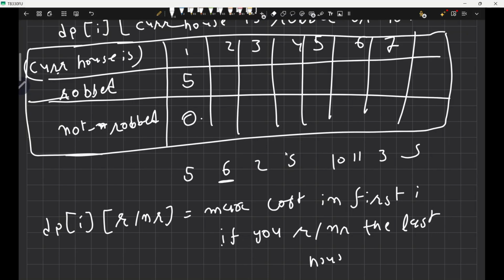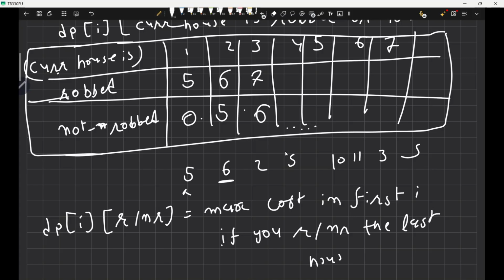That's it. So this thing is going to be 0. Then if you have robbed the current house, you cannot rob this one. So it is going to be this plus the cost here. So it is 6. And if you do not rob the second house, then the cost is just the maximum of these two. This is 5. So when you come to this 3 and you rob the third house, it is going to be 5 plus 2, 7, and 6 plus 5, something like that. So you know how to make the table, right?